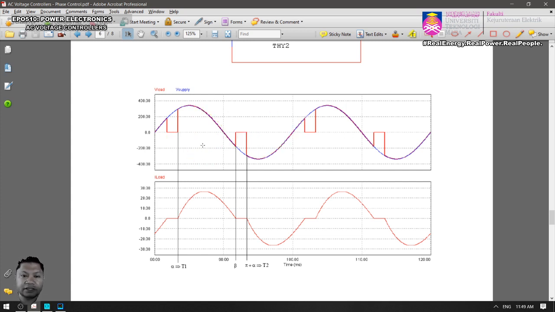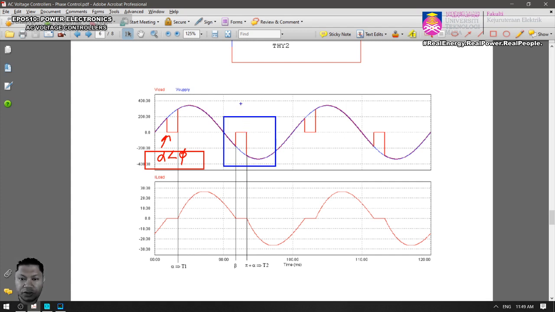But there is also another case. We're going to look at the case where alpha is below the load angle. So what happens to the circuit if you have this case? Alpha below the load angle means that, if you focus on the thyristors, in the negative half cycle you want to trigger thyristor 2.